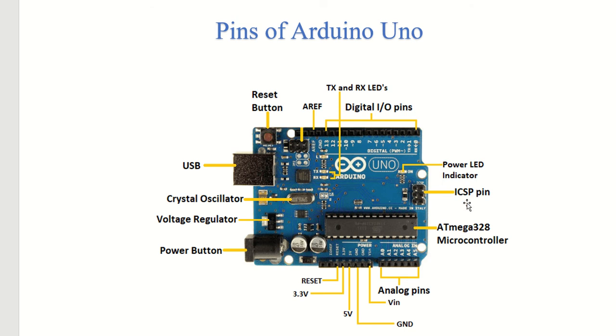We have ICSP pins here. We have the power LED indication, which indicates that the Arduino is in the on state. We have TX and RX LEDs. We will come to that eventually. We have analog and digital input output pins. We have input voltage and ground pins, and the reset pin as well. And we have the analog reference pin and crystal oscillator as well. Now let's discuss each of them in a little bit more specific detail.